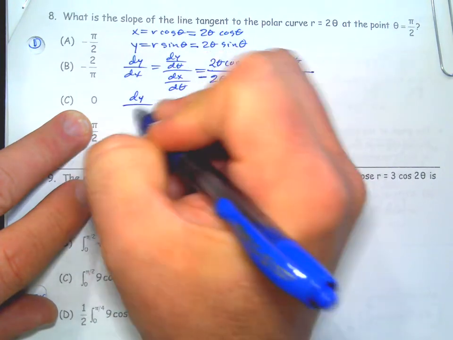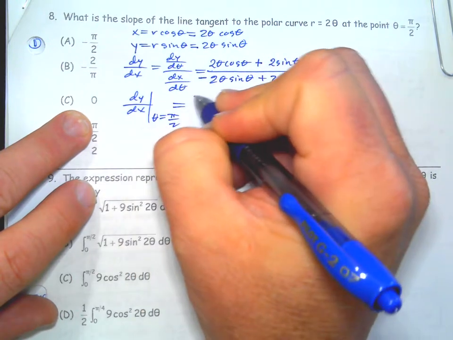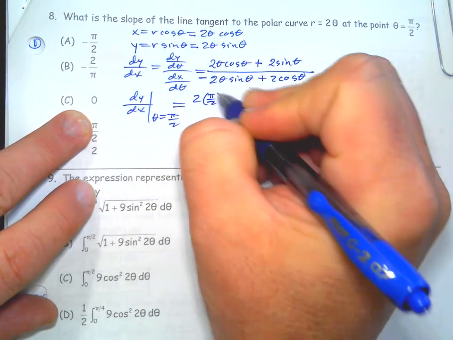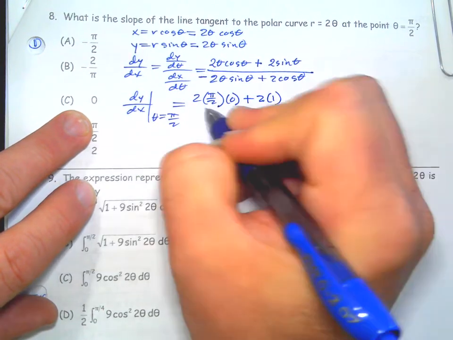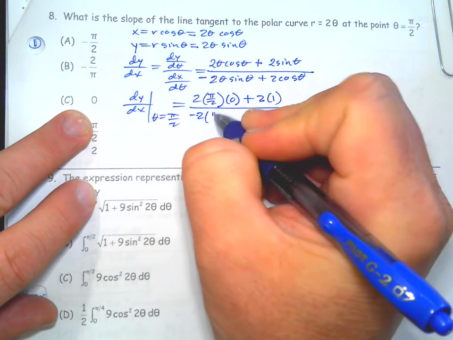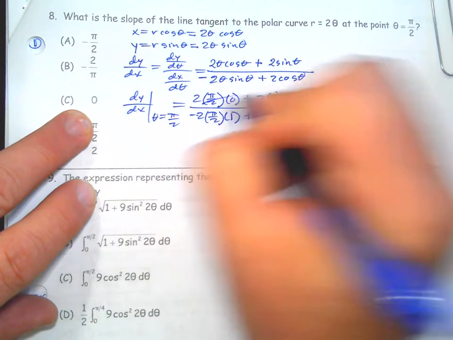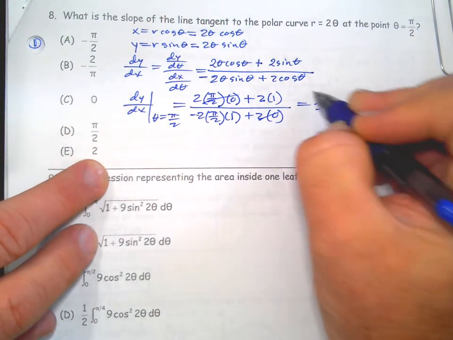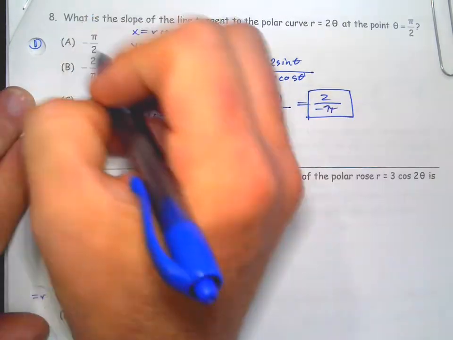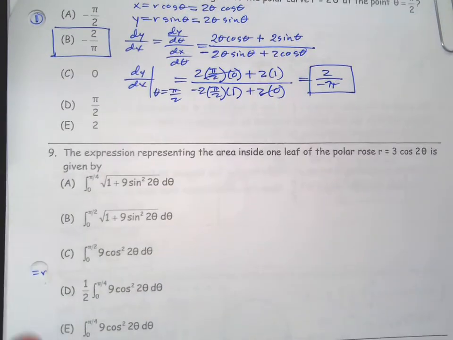And then we're going to plug theta equals pi over 2 into this. And so we're going to get pi over 2. Cosine pi over 2 is 0. Sine pi over 2 is 1. So we get 2 over negative pi. There you go. That's how we find slope. Polar curves, dy/dx, dy/d theta over dx/d theta.